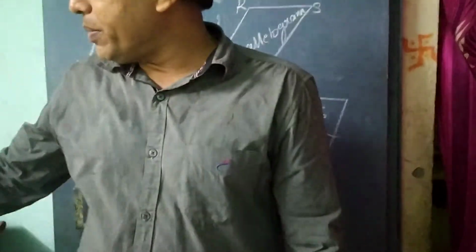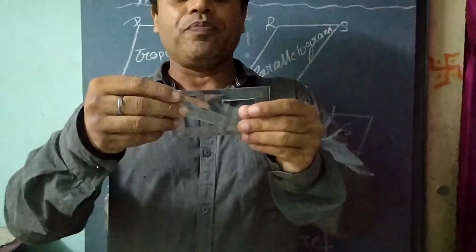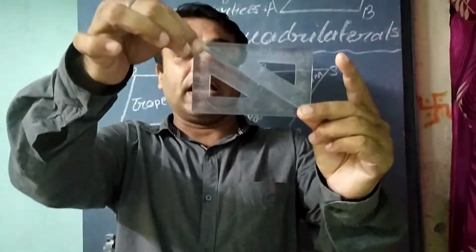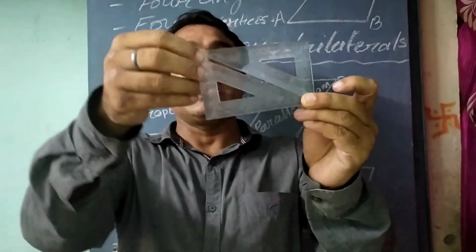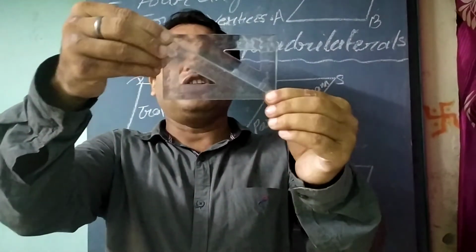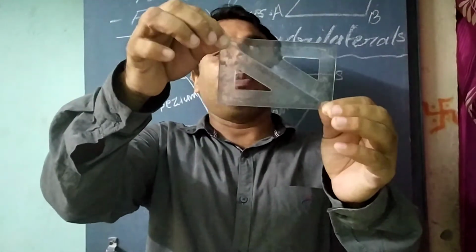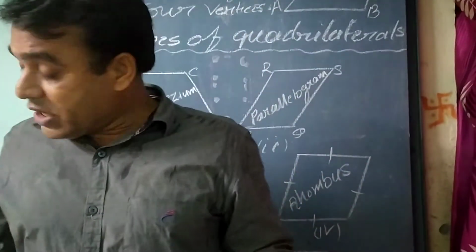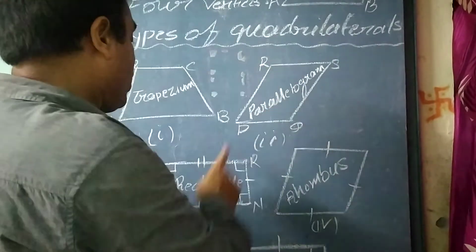So how will we make a rectangle? A rectangle can be made by set square. As you can see here, this is a rectangle in which all angles are equal, that is 90 degree, 90 degree. This one is 60 degree and this one is 30 degree, so 90 degree, and this one is also 90 degree. With the help of set squares, we have constructed a rectangle in which all angles are equal and opposite sides are also equal. So a rectangle can be a parallelogram, but a parallelogram cannot be a rectangle.